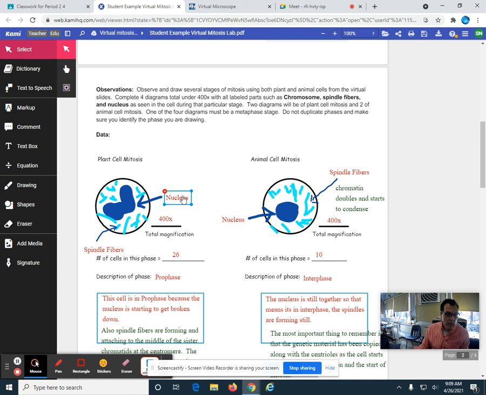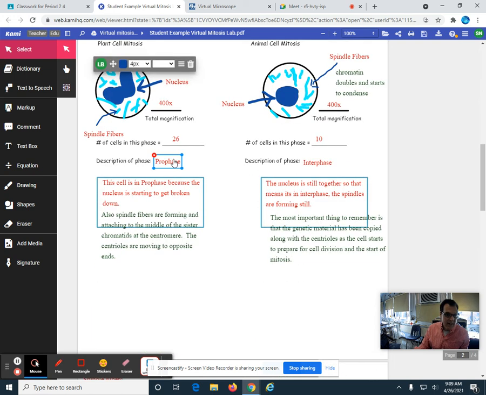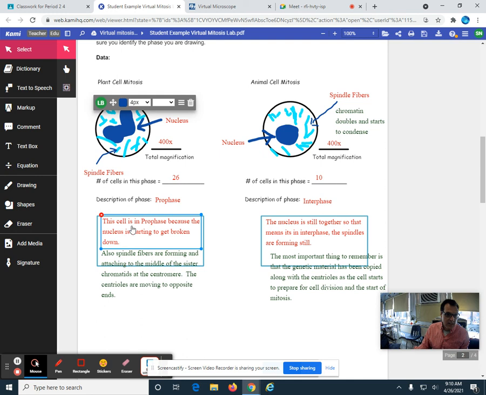Okay, they drew a picture, identified things on their picture so we know what they're talking about, included a total magnification, included the number of cells in the phase, identified the phase, and wrote their description. In this case, they said prophase, and they said that in prophase, the nucleus is starting to break down. I think that's good, showing the nucleus spreading out and breaking down.